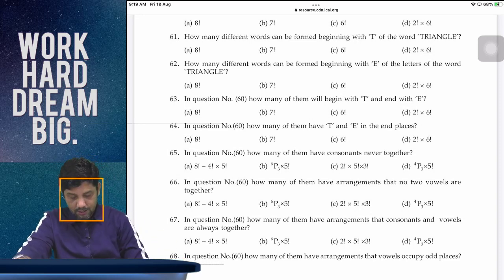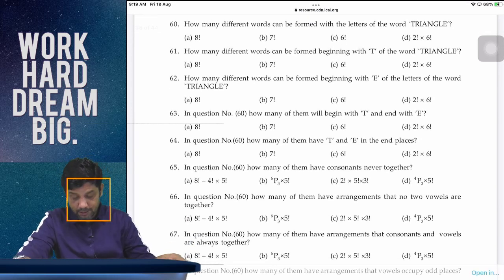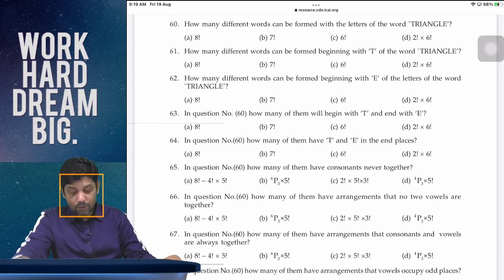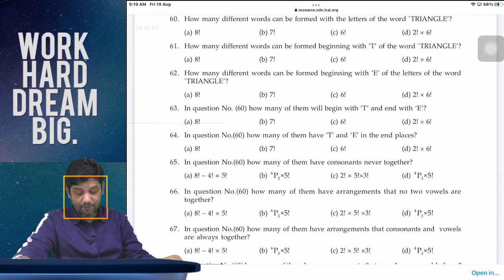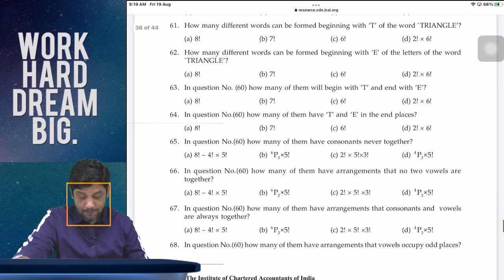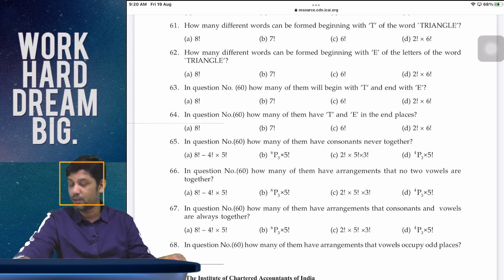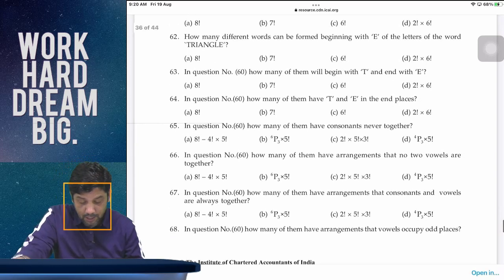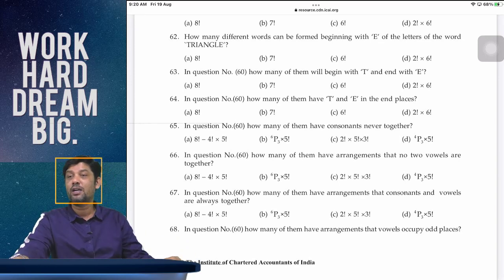So now look at this. I will try to solve it in 2 minutes. How many different words can be formed beginning with T in the word TRIANGLE? 7 factorial, 5040. How many different words can be formed beginning with E? Again 7 factorial, 5040. Next, how many of them will begin with T and end with E? So 6 factorial. Next, how many of them have T and E at the end places? 6 factorial into 2 factorial.